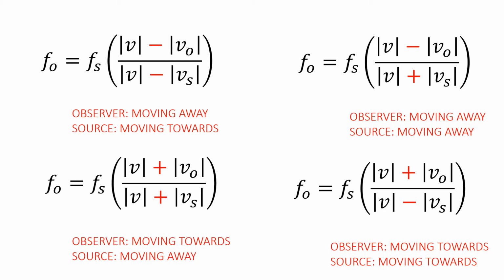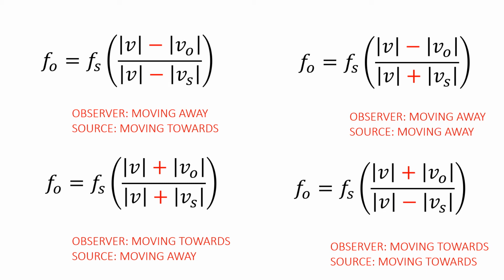If the source is approaching, subtracting the velocity of the source from the wave's velocity is going to result in a higher frequency because you will end up dividing by a smaller number. And if the source is moving away, you will use a positive sign to make the frequency smaller because adding the numbers will result in a larger number that you are dividing by.